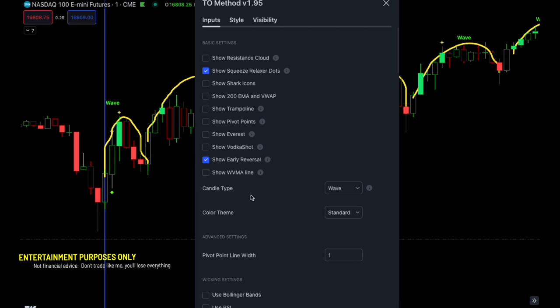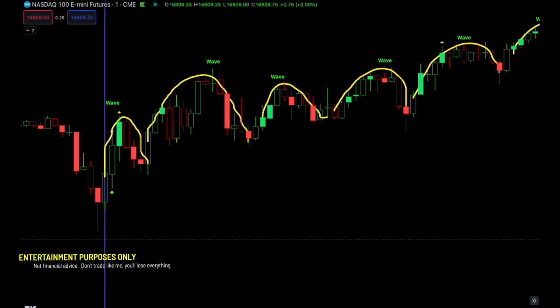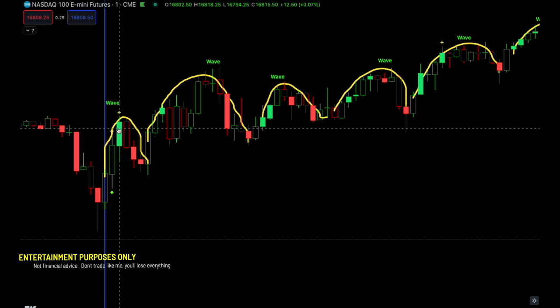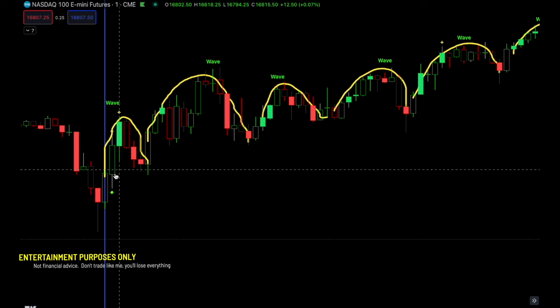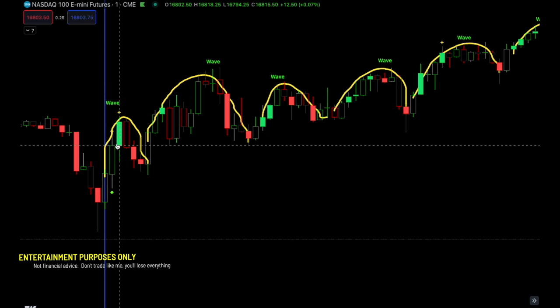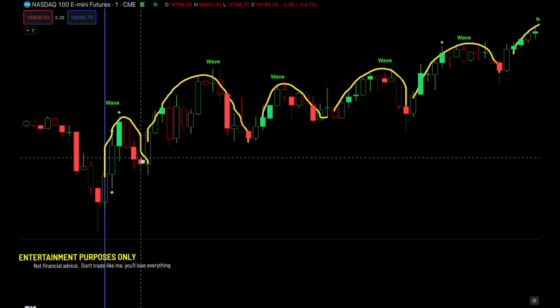Let's look at our settings. Under candle type, we have wave. Let's learn what a wave is, because it's critical. It's absolutely critical to understanding everything. So wave is basically green candles followed by red candles in the wave candle type. In other words, we have green overlapping with green, non-overlapping with red, non-overlapping red.